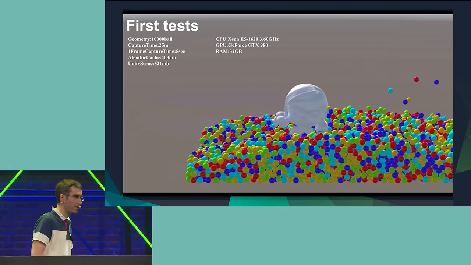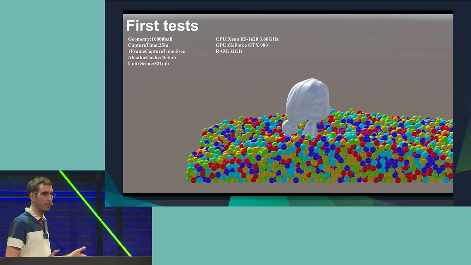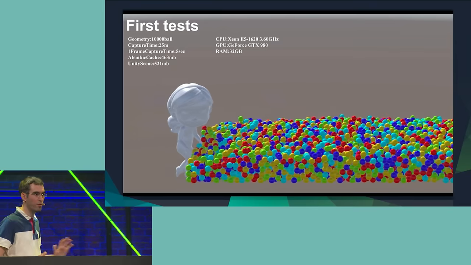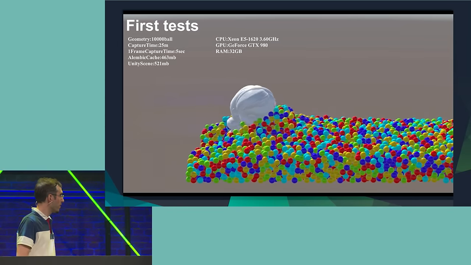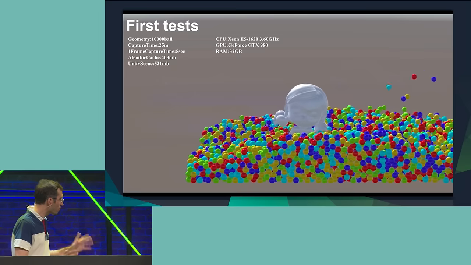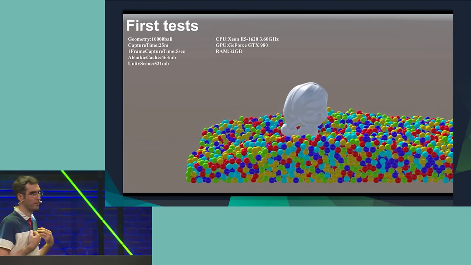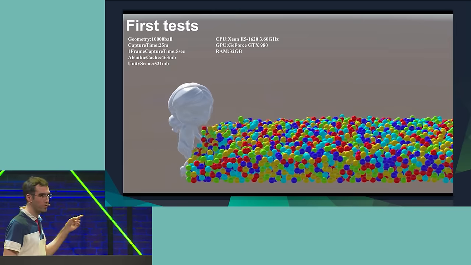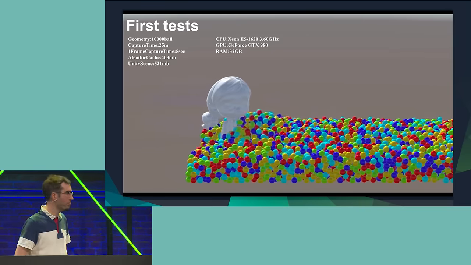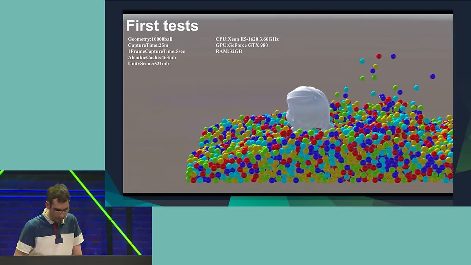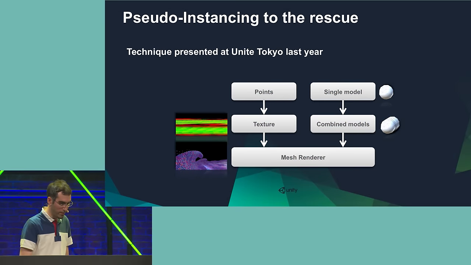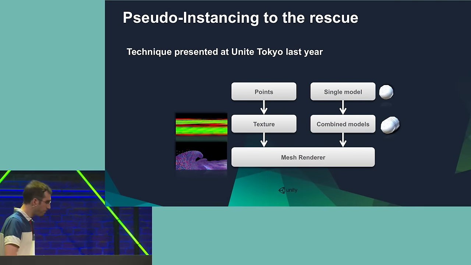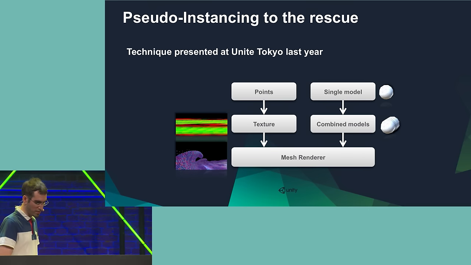This is very brute force, basically. But so far, actually, Unity did handle a big amount of geometry pretty well. So we wanted to see how far we could push that at the beginning. So it was working so-so. It was not too bad by our standards. But the problem was that we wanted to have 100, 200 times more balls, actually. So that wouldn't work. So that's where the idea of reusing pseudo instancing came in. That's something that was presented at Unite Tokyo last year by someone from Unity Japan.